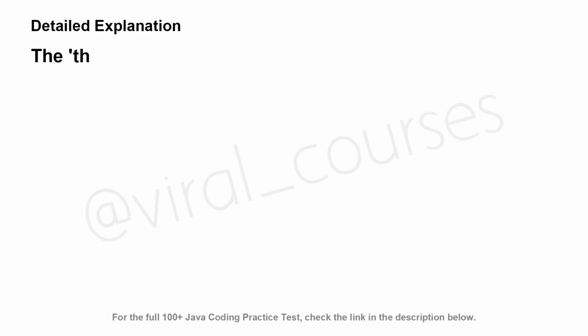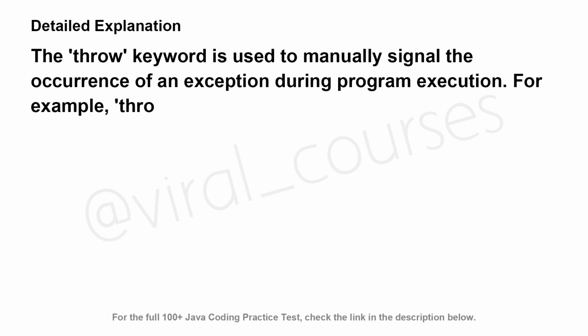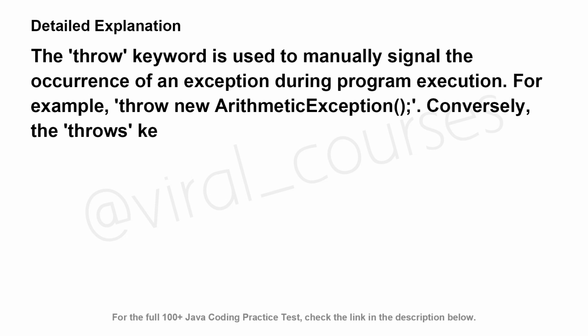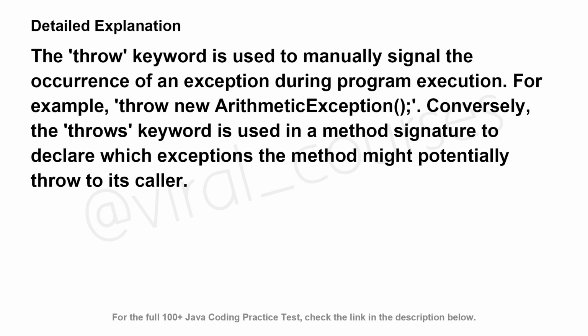The throw keyword is used to manually signal the occurrence of an exception during program execution. For example, throw new ArithmeticException. Conversely, the throws keyword is used in a method signature to declare which exceptions the method might potentially throw to its caller.